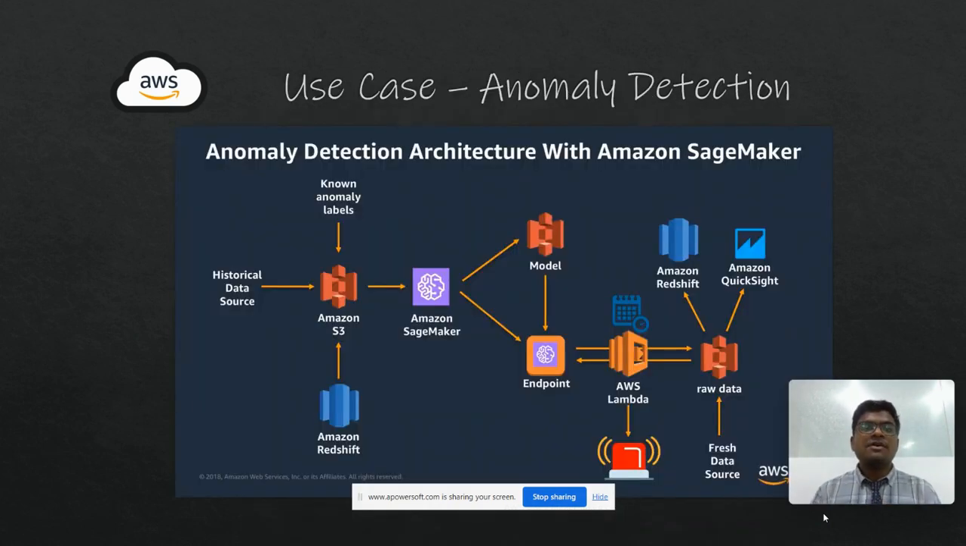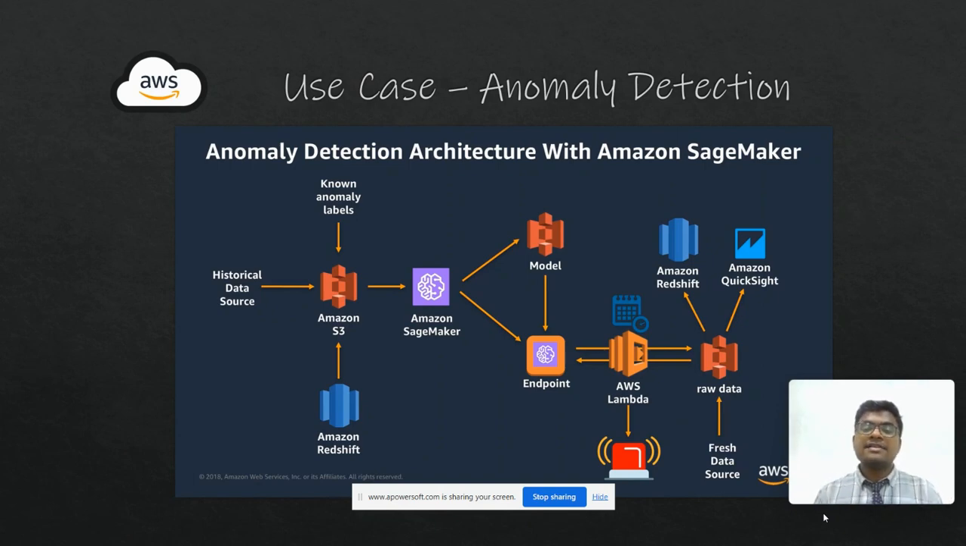A famous use case with the help of Amazon SageMaker is anomaly detection, where you provide a historical data source, present inside Amazon S3, which is the Simple Storage Service, fed with known anomaly labels. SageMaker takes the data from Amazon S3 or Amazon Redshift, etc., and tries to classify whether the data indicates an anomaly or not. Then it trains the model and gives us a particular endpoint.